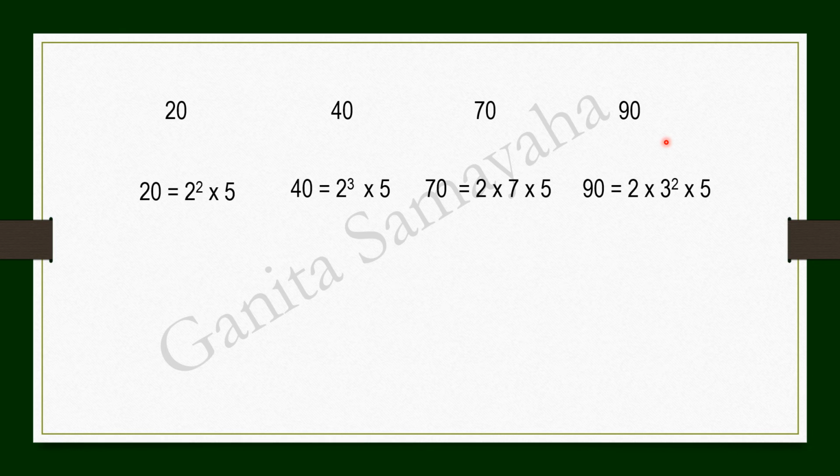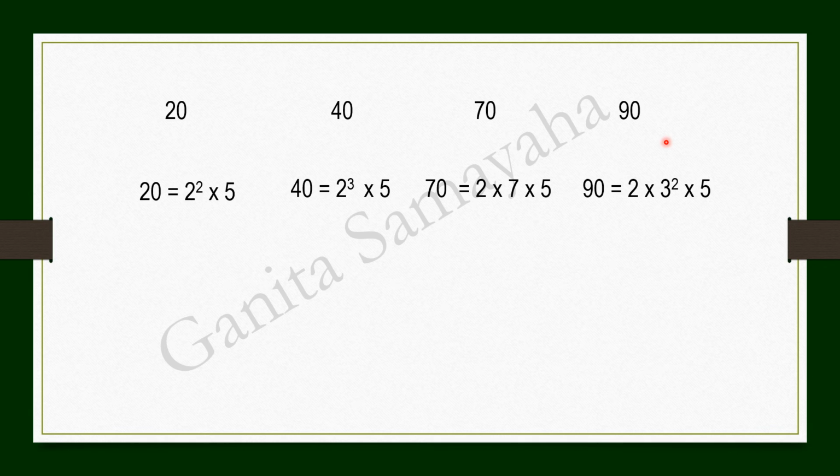If 2 is not a factor, then it becomes odd. Isn't it, children? So if there is any odd number, can it end with 0? No odd number can end with 0, isn't it? So this is how we try to analyze it.